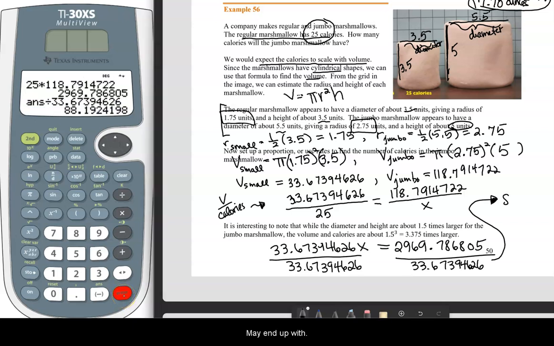We end up with 88.192 calories for the jumbo marshmallow. And that's our answer. And you would round it to whatever your homework problem tells you to round it to.